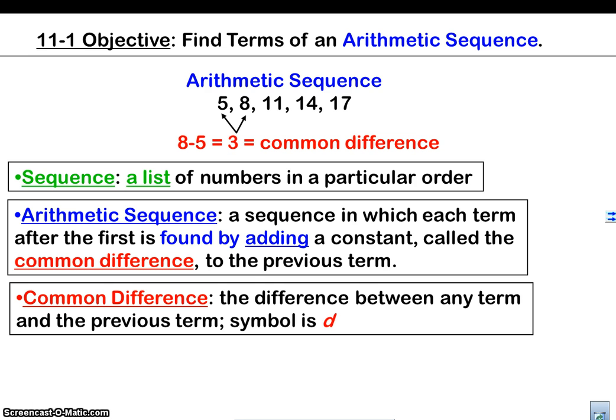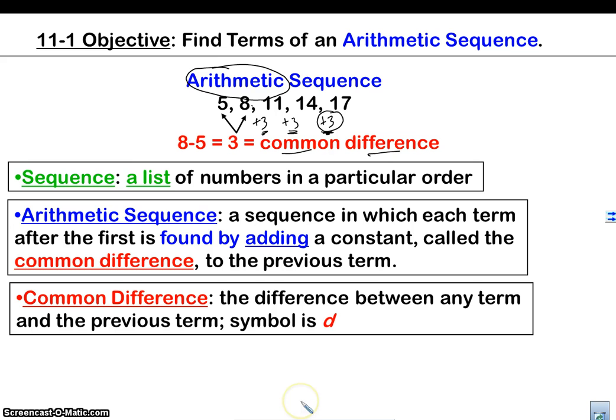A sequence is just a list of numbers that is in an order, and that order has a pattern. In an arithmetic sequence, the pattern is that we will add the same number. This is plus 3, plus 3, plus 3. If we add the same number each time, then it's called an arithmetic sequence. This number that's added each time is called the common difference, and we denote that by a d.